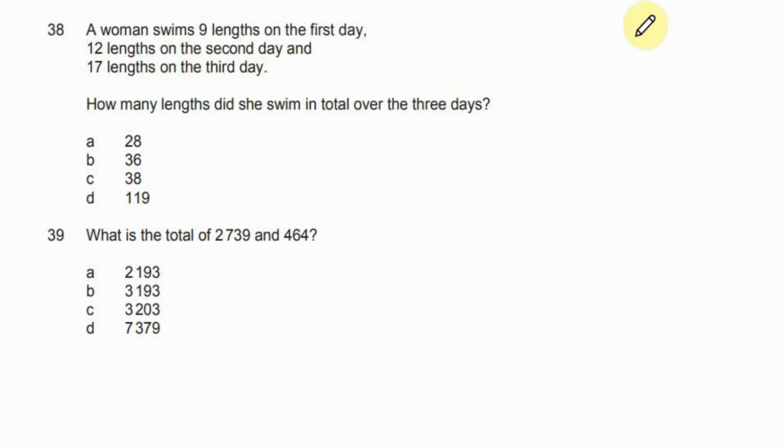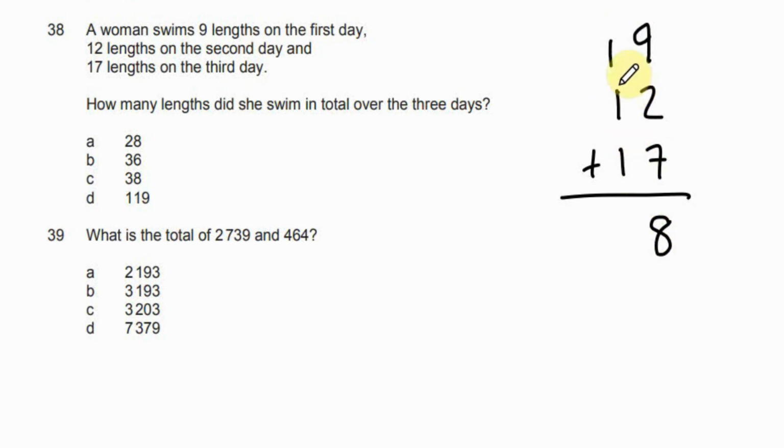So we know that she swam 9 lengths on the first day, 12 lengths on the second day, and 17 lengths on the third day. So 7 plus 2, that's 9, plus 9, that's 18, so 8, carry the 1 here. 1 plus 1 is 2, plus 1, that's 3, so that is 38 right here. So she would have swum in total 38 lengths, which is option C right there.